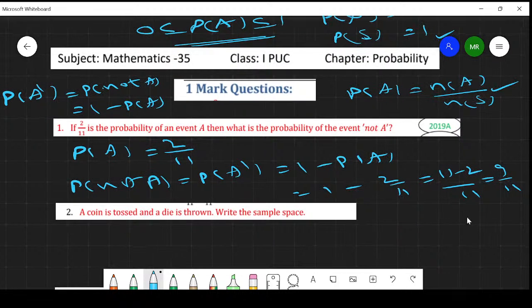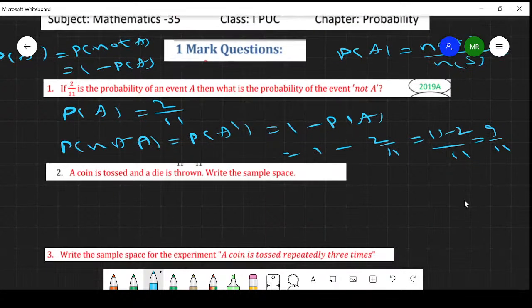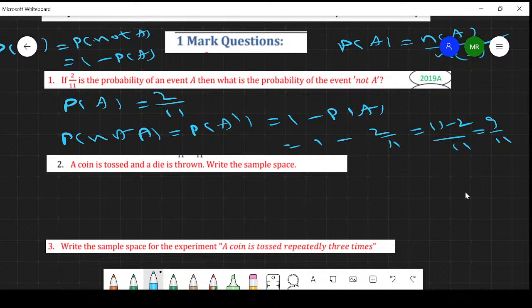Simple one, right? Next, a coin is tossed and a die is thrown. Write the sample space. Sample space means the possible outcomes of the given experiment.